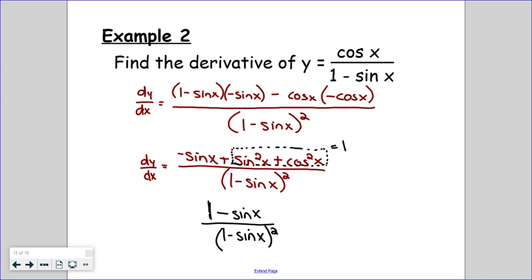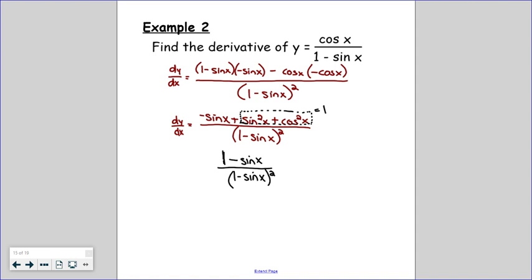Okay. Well, if I write the top as 1 minus sine x, it's easier to see that we can simplify further because there's a 1 minus sine x in the numerator and the denominator, and I can take one of each of those out, leaving me with 1 over 1 minus sine x. Questions on that?